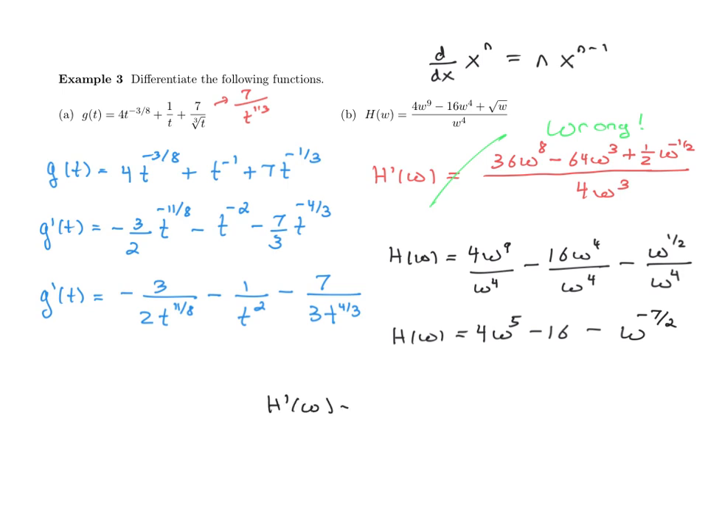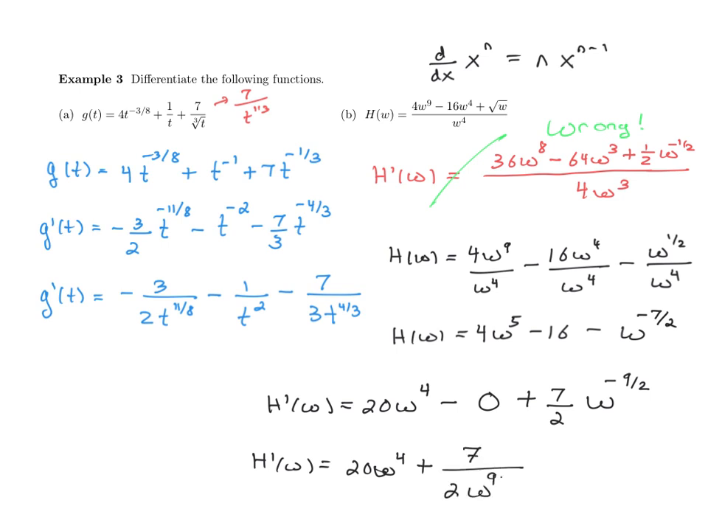The derivative is 20w to the 4th minus, the derivative of 16 is a constant, so it's 0. And then it's going to be minus, now I bring the negative 7 halves down front, so the minus and a minus becomes a positive. We get w to the, and if you subtract 1 from the exponent, 7 halves minus 2 halves is minus 9 halves. The derivative I'll leave as 20w to the 4th plus, I'll write it with a positive exponent, 7 over 2w to the positive 9 halves.